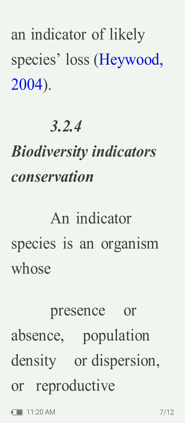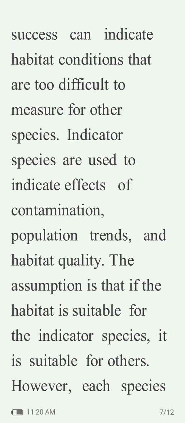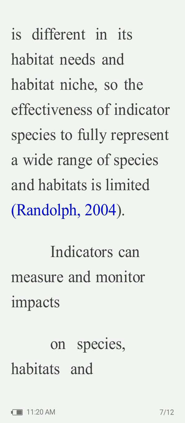Biodiversity indicators conservation. An indicator species is an organism whose presence or absence, population density or dispersion, or reproductive success can indicate habitat conditions that are too difficult to measure for other species. Indicator species are used to indicate effects of contamination, population trends, and habitat quality. The assumption is that if the habitat is suitable for the indicator species, it is useful for others. However, each species is different in its habitat needs and habitat niche, so the effectiveness of indicator species to fully represent a wide range of species and habitats is limited.